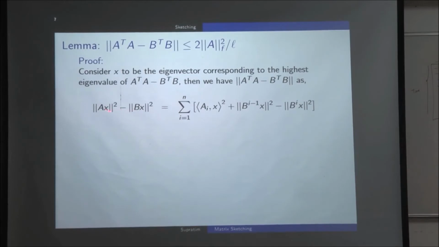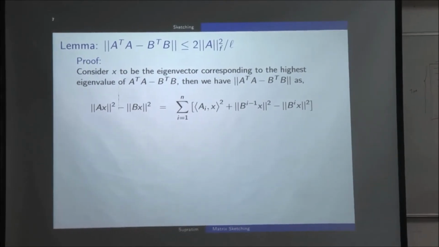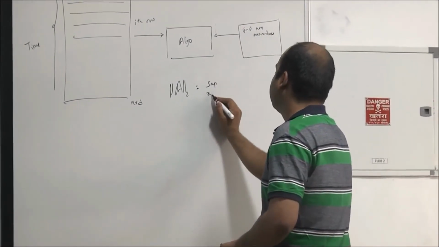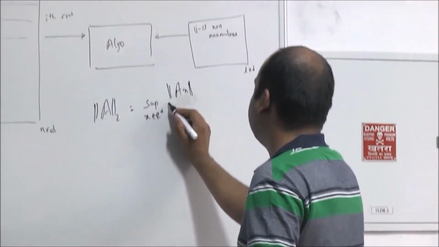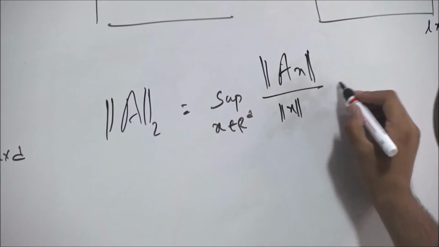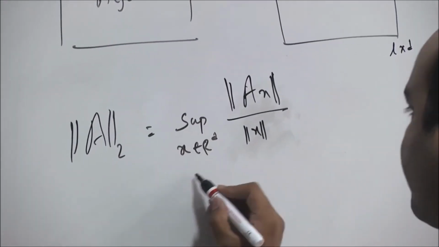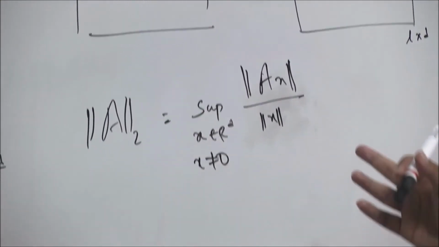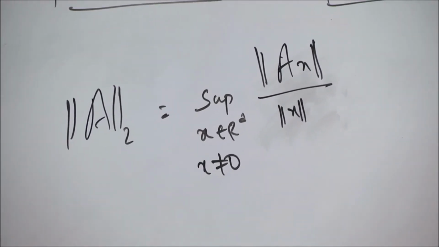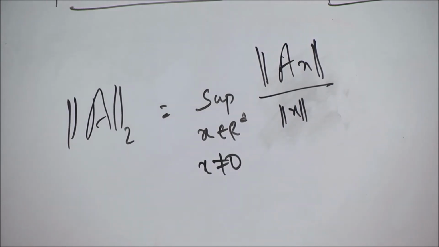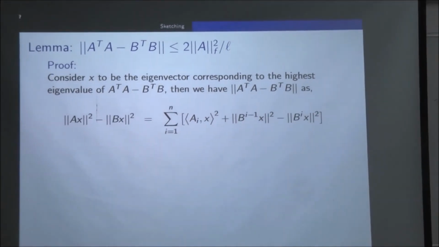If we consider X to be the eigenvector of the highest eigenvalue of A transpose A minus B transpose B, then these two are the same, because the two norm of any matrix A is defined as the supremum over X in R^D, X not equal to 0, of the norm of AX. Here X is the eigenvector of the maximum eigenvalue, so this turns out to be equal to this when X is the eigenvector of the highest eigenvalue.